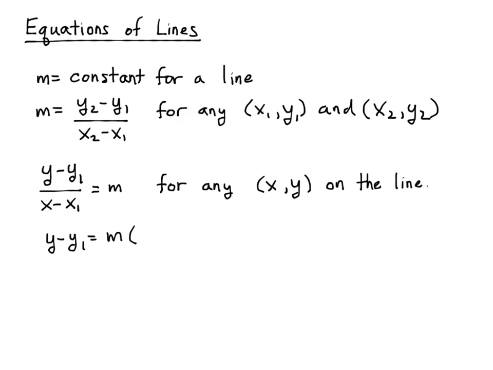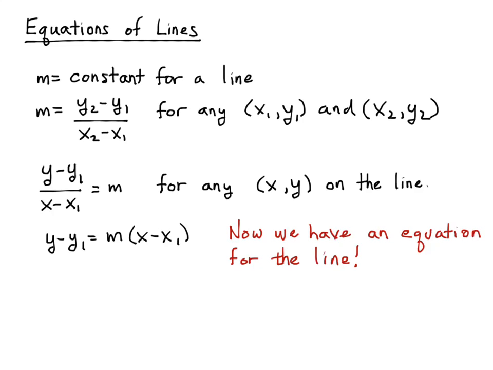What I can use this for is if I multiply both sides of this equation by x minus x1, I get this. And so this is my equation. Notice I have two variables, x and y. x1, y1 is the point that I have, and m is the thing that I calculated from point 1 and 2. All right, so let me give you a couple examples on this.